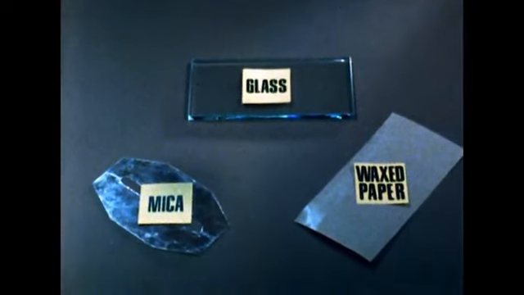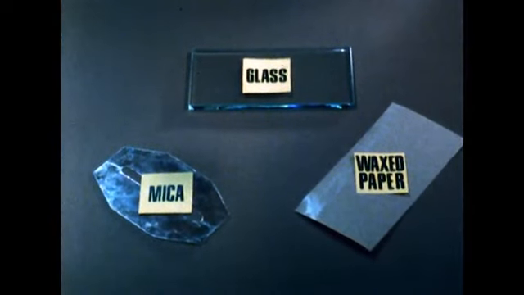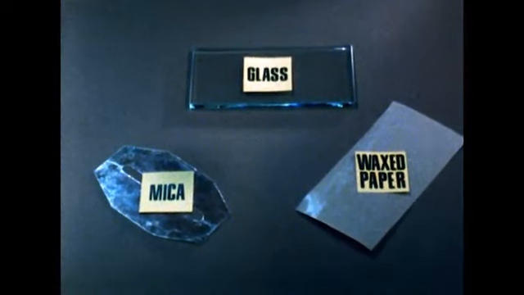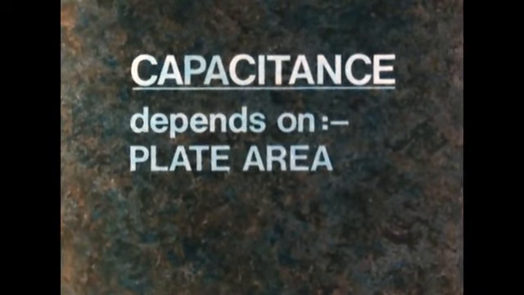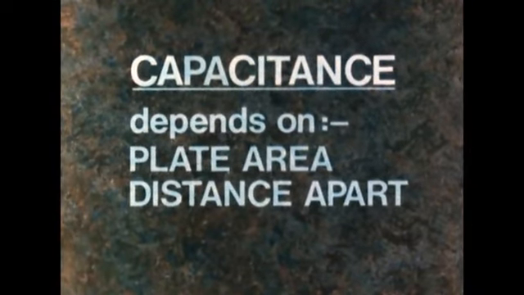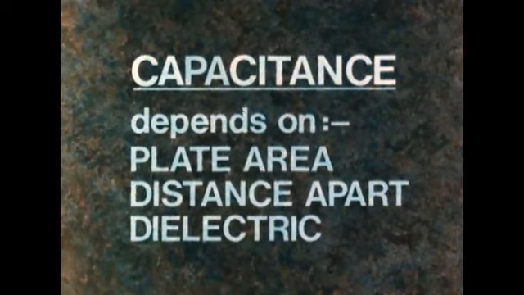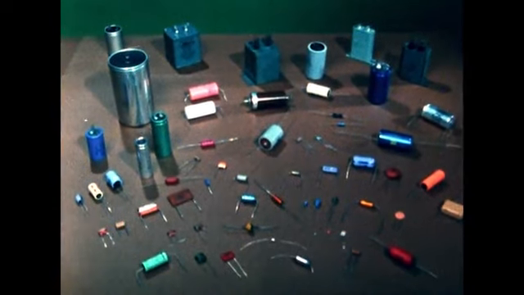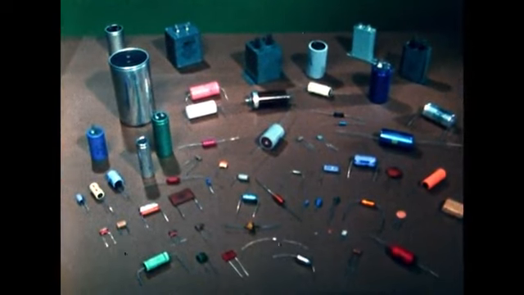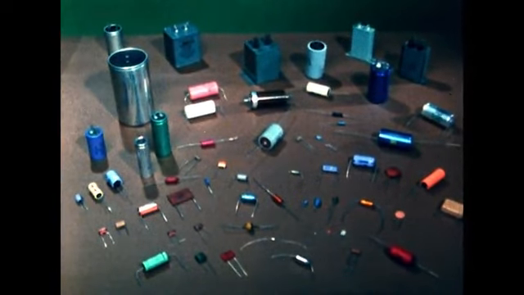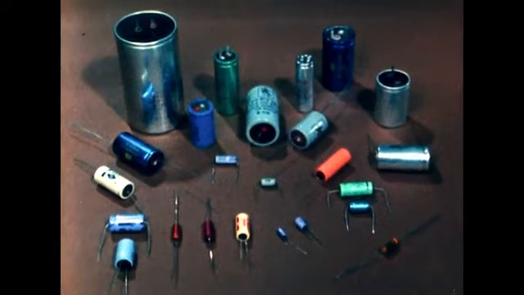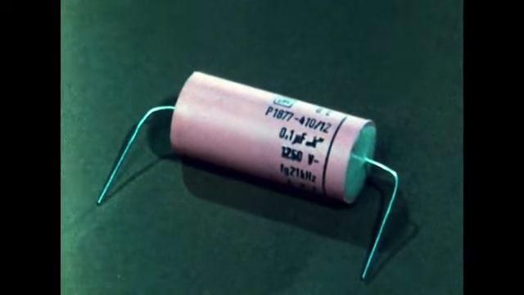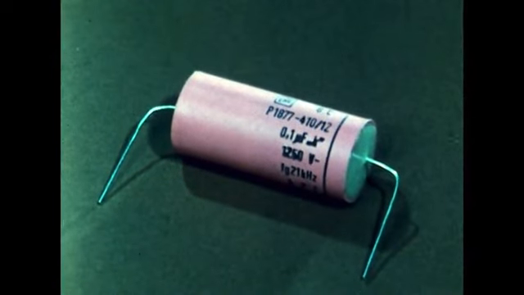Typical dielectric materials in addition to air are mica, glass, and waxed paper. So the ability of a capacitor to store charge, its capacitance, depends on the area of the plates, the distance they're apart, and the dielectric between them. There are many types of capacitors and a wide variety of shapes, sizes, and capacitances. But those met with are usually of two types, the paper capacitors and the electrolytic capacitors. Paper capacitors take their name from the material of the dielectric.